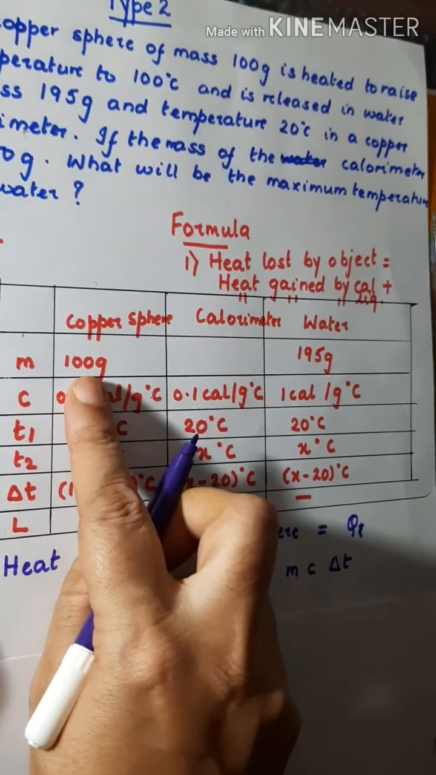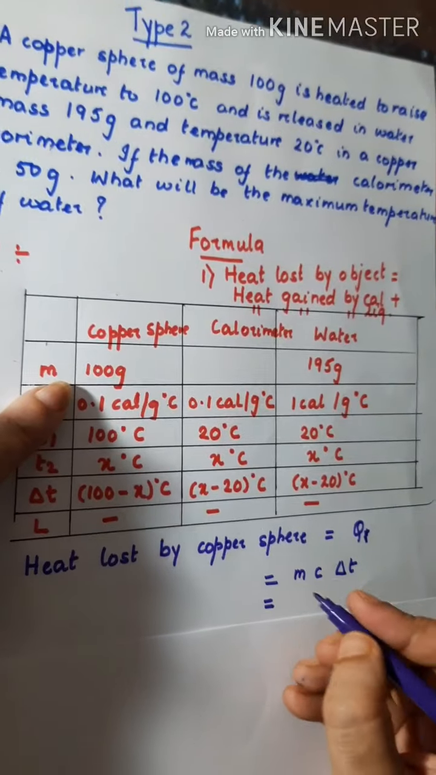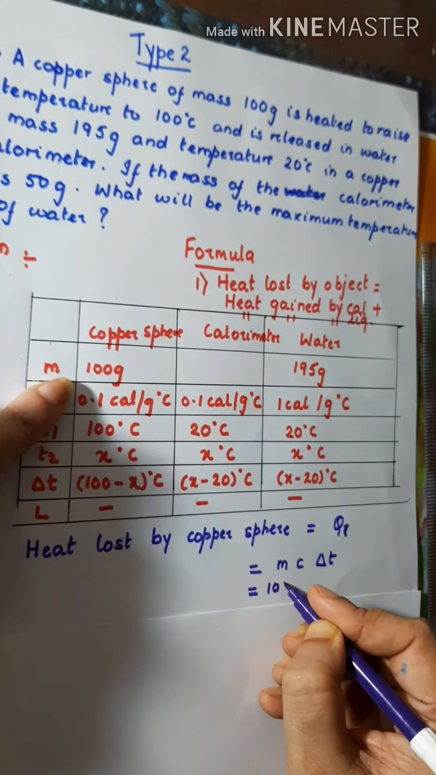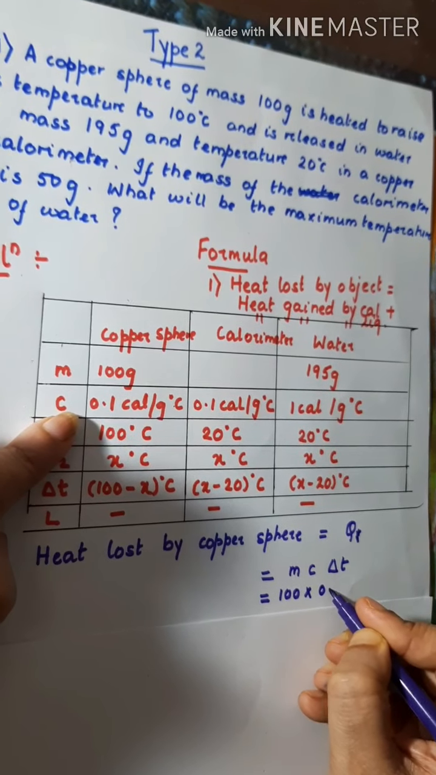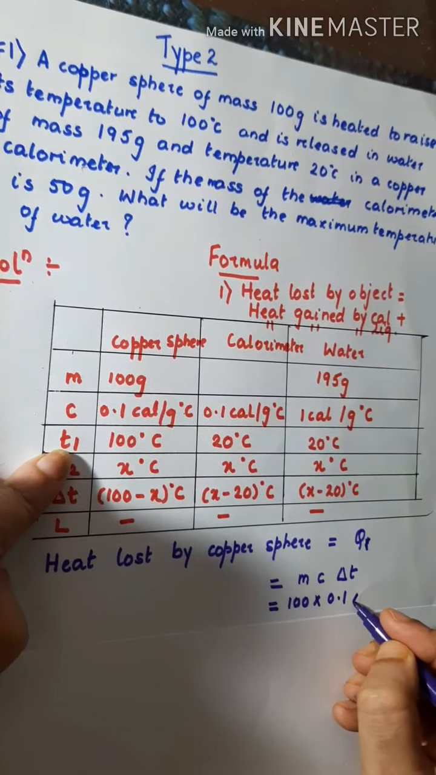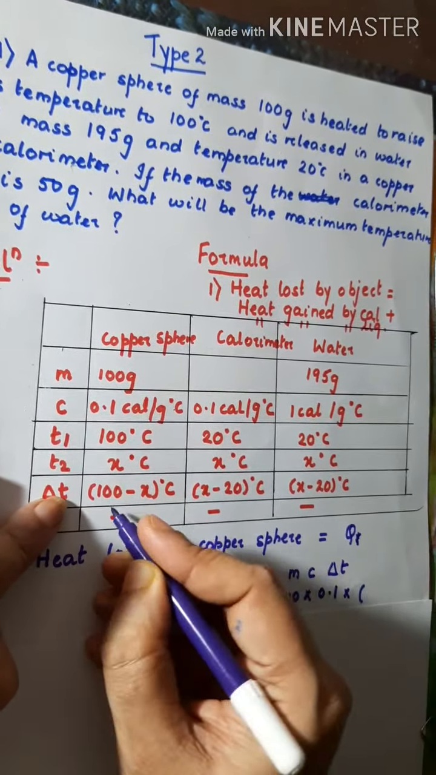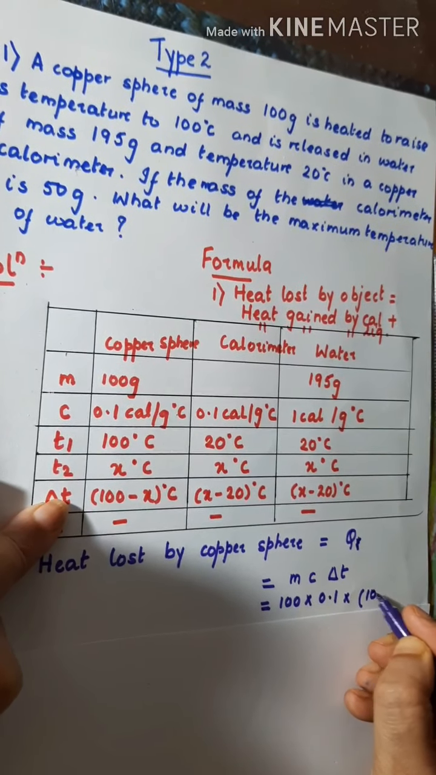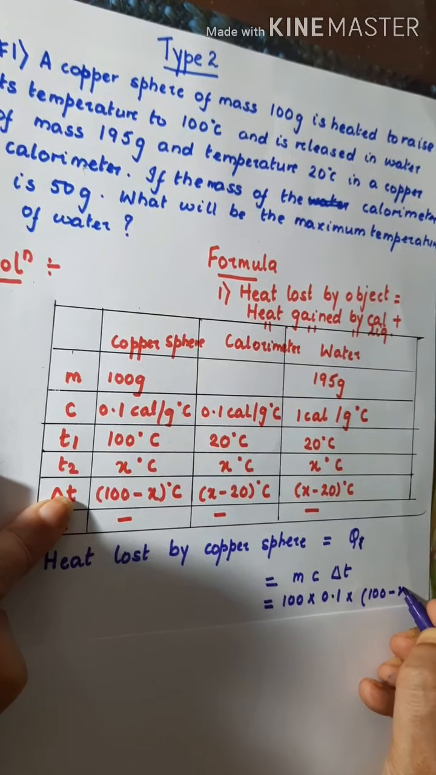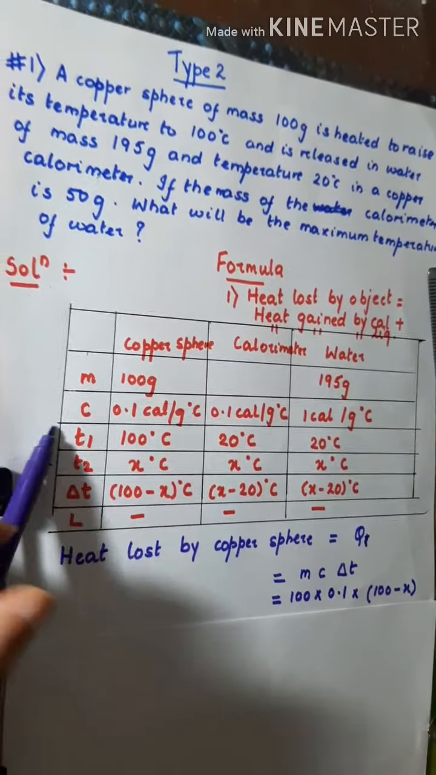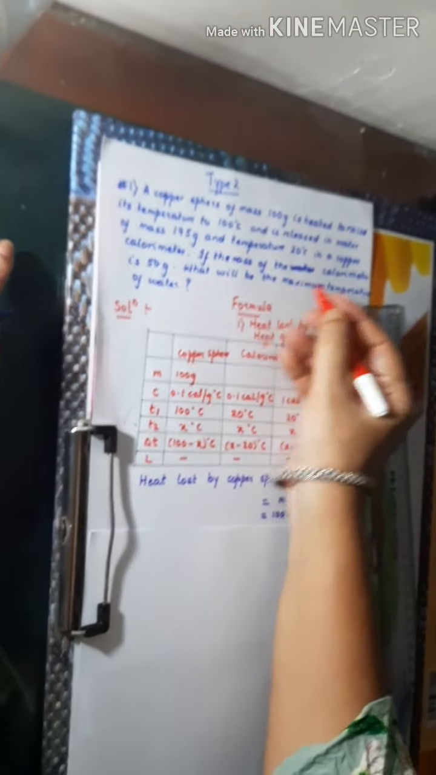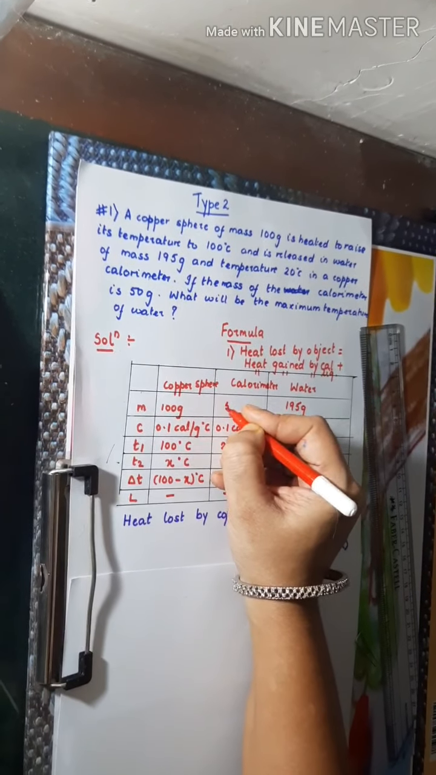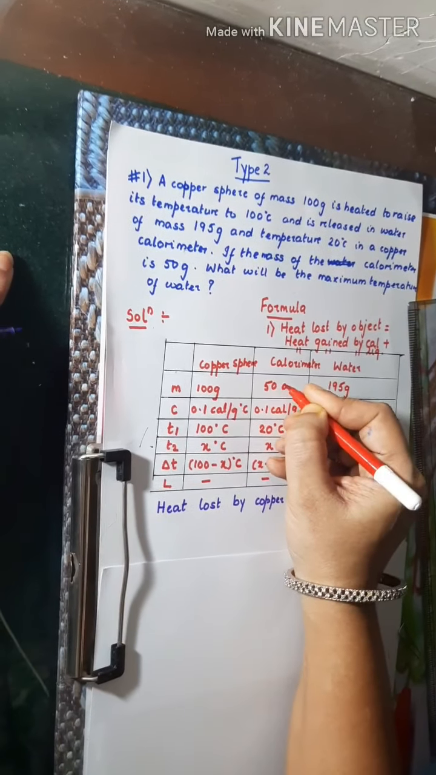Now, can you tell me what is the mass of the copper sphere? The mass of the copper sphere is 100, multiplied by the specific heat, 0.1, multiplied by delta T. Delta T, I'll just copy. That's why making this table is very convenient. 100 minus X. Now, the mass of the copper calorimeter is also given to me as 50 gram.